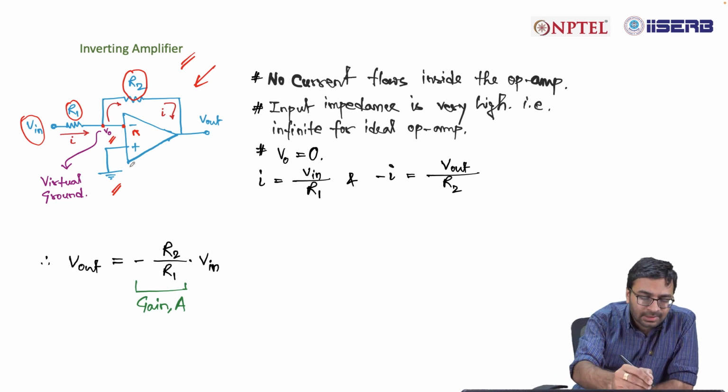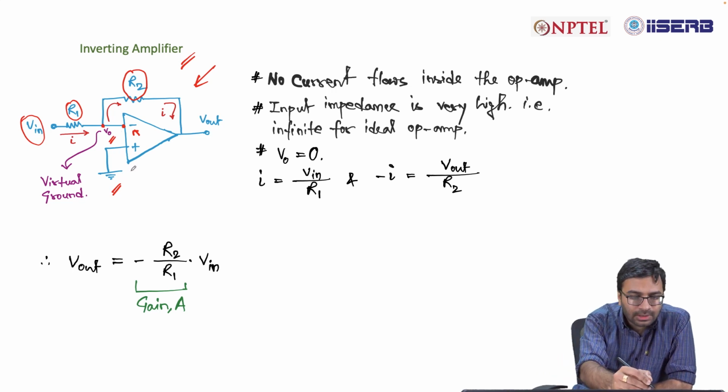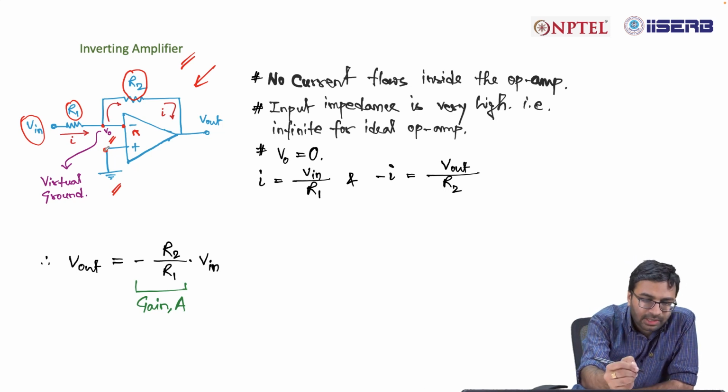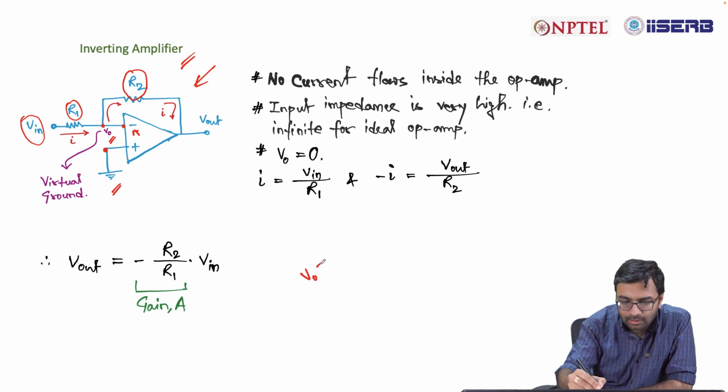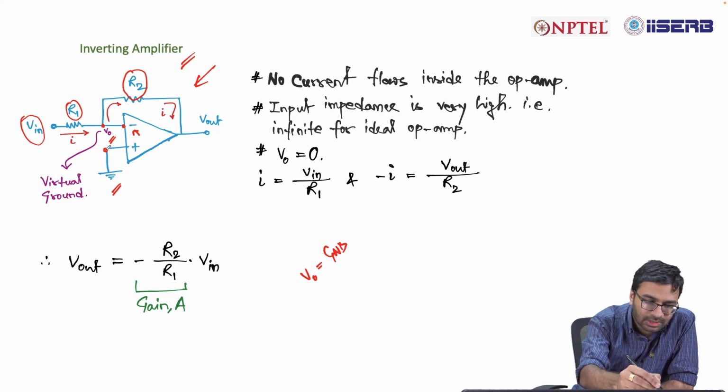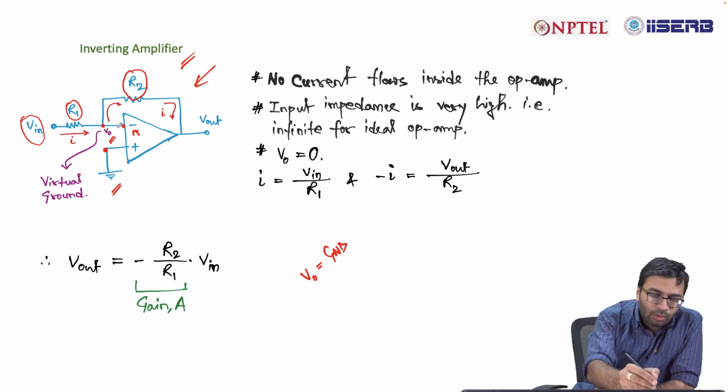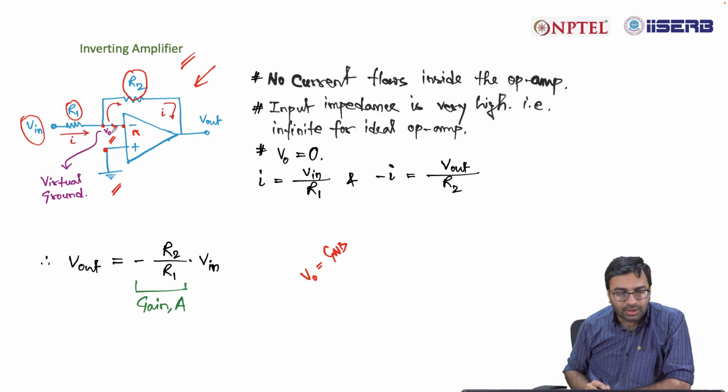So in this case, we also assume that the potential at the non-inverting terminal is equal to the potential over here. So V0 is actually grounded because this terminal is grounded. That's why we call it virtual ground. No current is entering the operational amplifier.